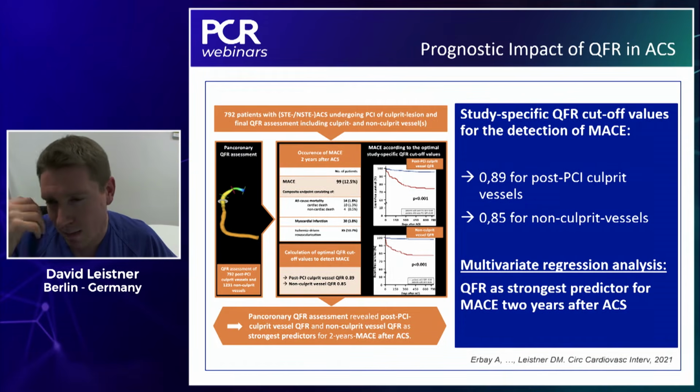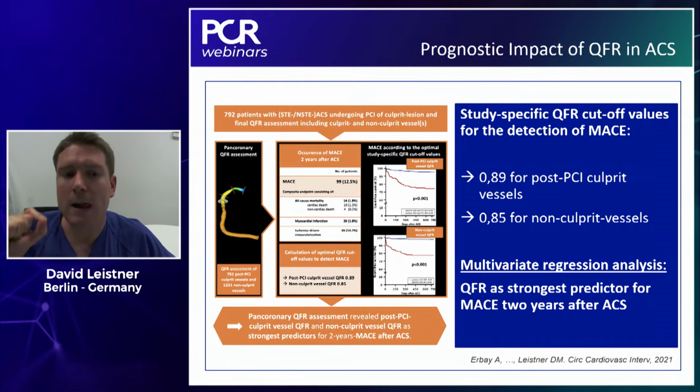And this is in the multivariate regression analysis, and I think most important, and I'm telling you that, in my impression, this is really an important point to achieve precision medicine. The QFR with the two different cutoffs for the different types of vessels was the strongest predictor to predict MACE within 2 years of follow-up in this cohort. So I think it's really a great tool for risk stratification in acute coronary syndrome.